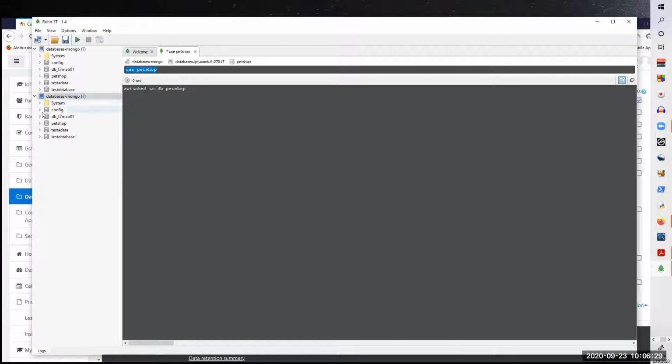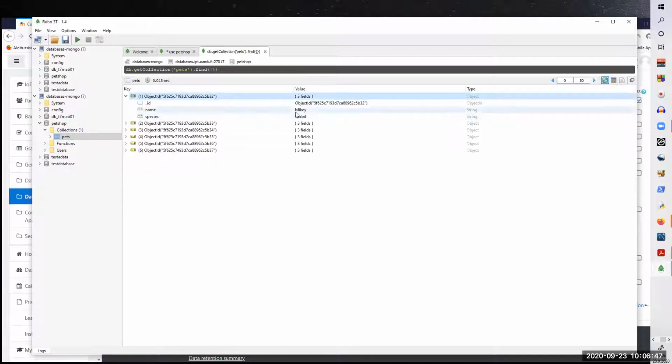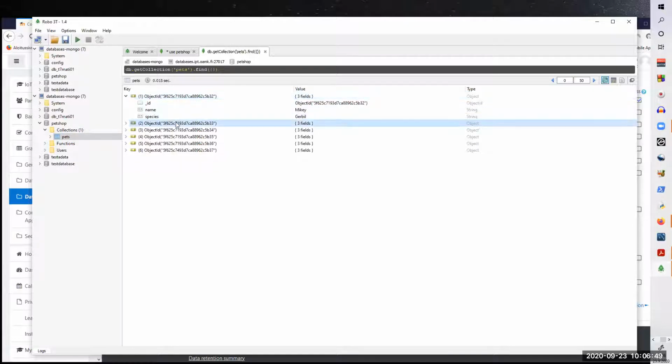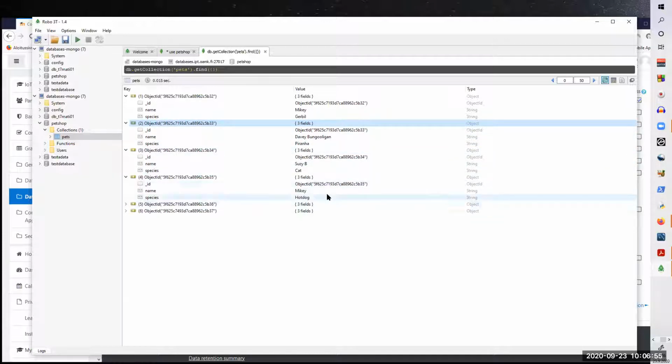And you can also see the insights of these databases. For example, here I have the pets collection. I have inserted a few of the pets in the workbook. So for example, you can see the results here and so on.